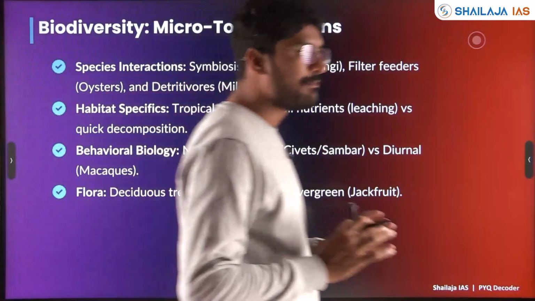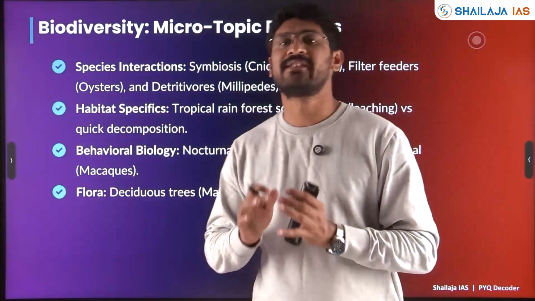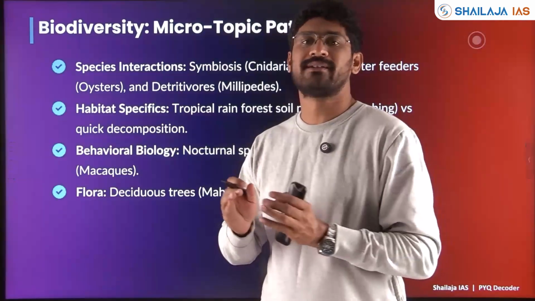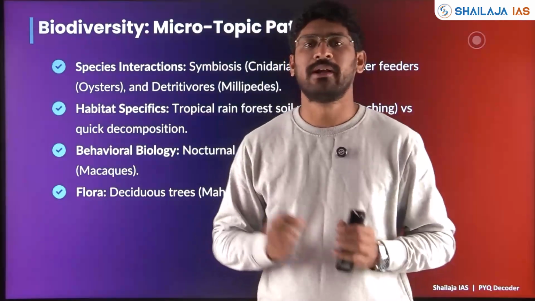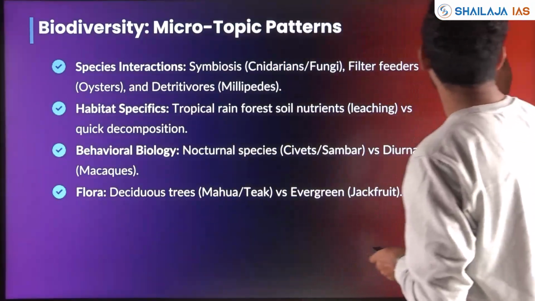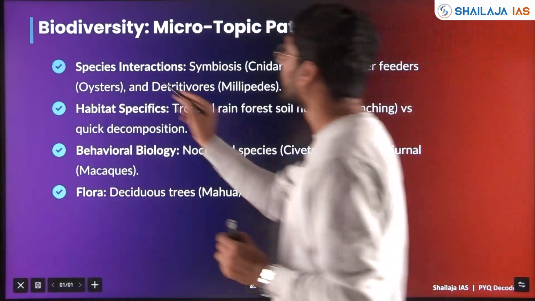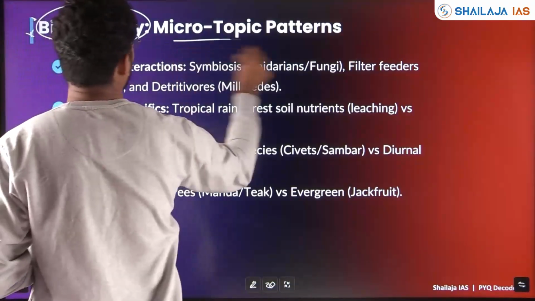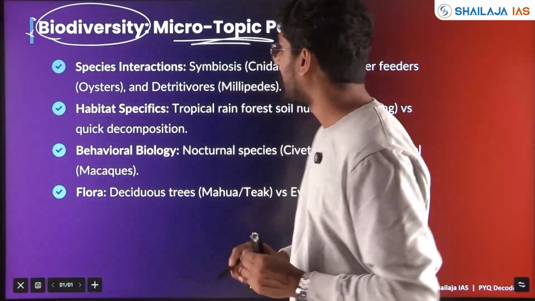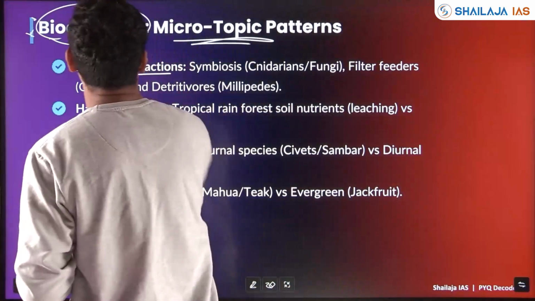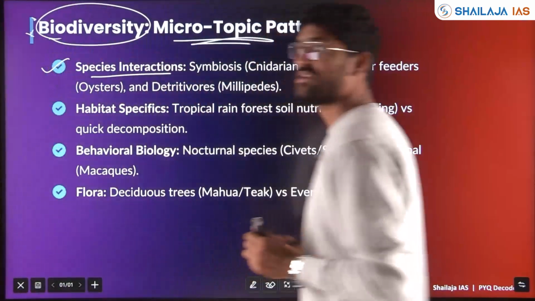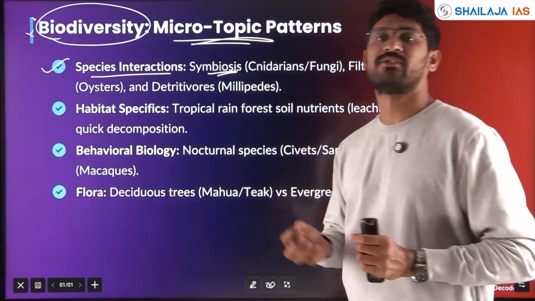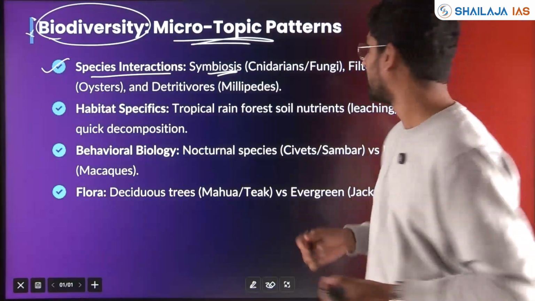We'll see the important change of clusters and map the micro topics on the important syllabus themes which we saw in the previous slide. So very quickly, in the biodiversity topic, the flora and the fauna, the micro topic patterns. For example, species interaction. First one is species interaction with respect to symbiosis. Direct questions were asked with respect to mutualism, competition.